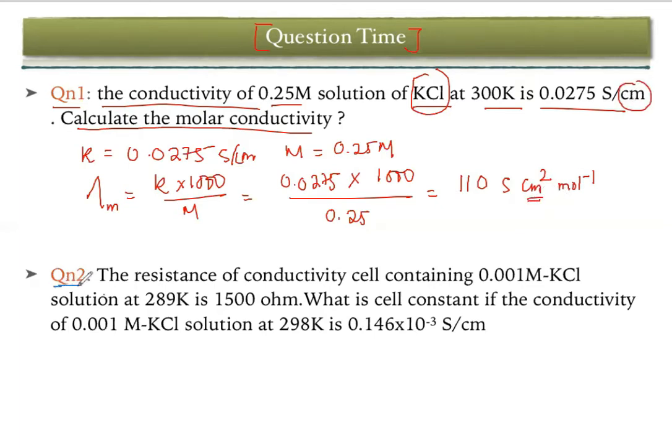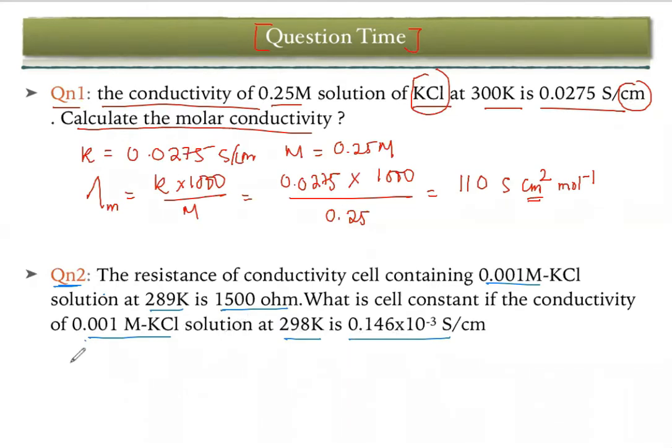Now let's solve question number 2. The resistance of a conductivity cell containing this solution at 298 Kelvin is given as 1500 ohm. What is the cell constant if the conductivity of 0.001 molar KCl solution at 298 Kelvin is this? So let us try to solve this question.